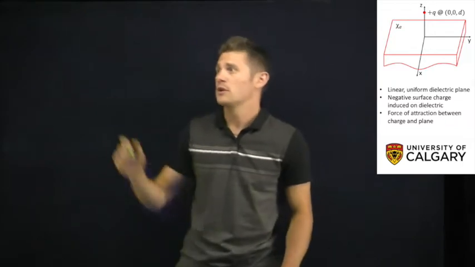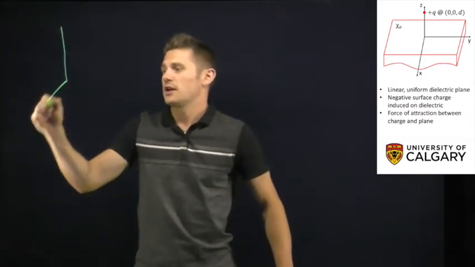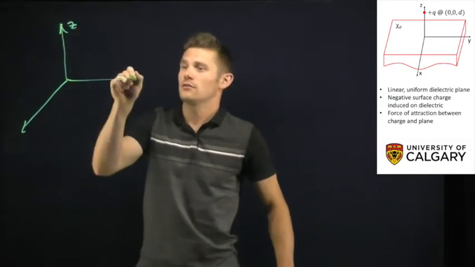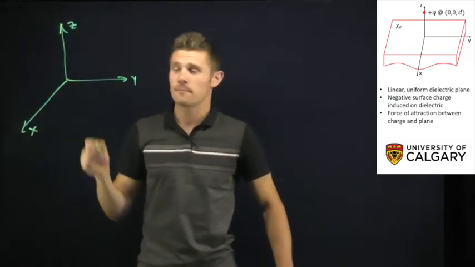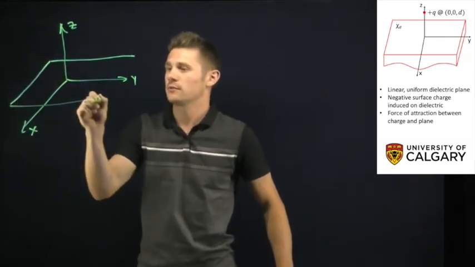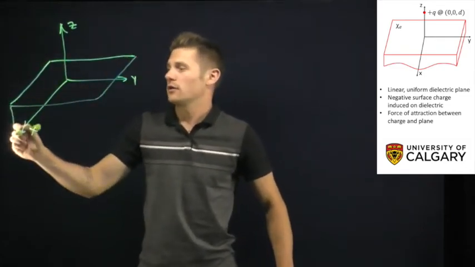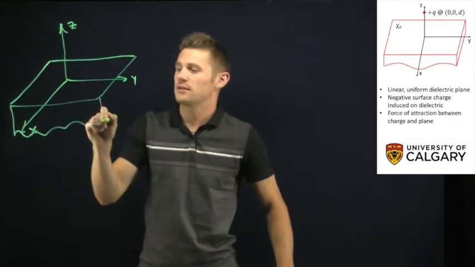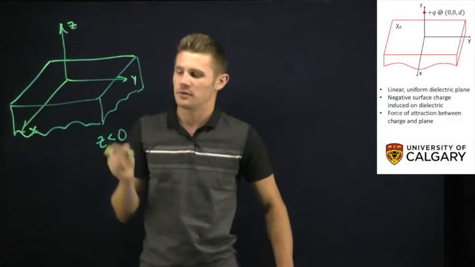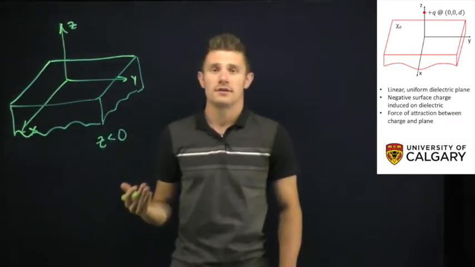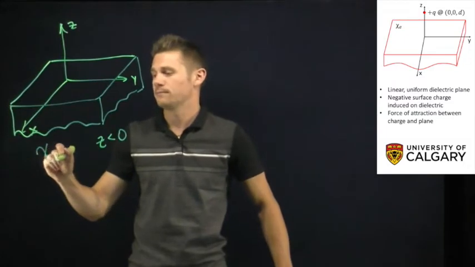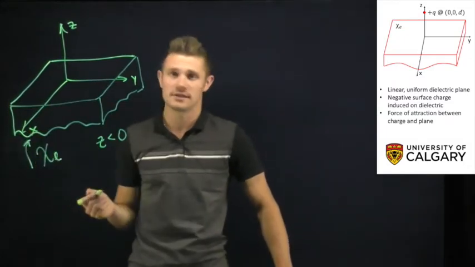Let's set up the problem. We'll start by drawing in our Cartesian coordinate system, where we have z, y, and x directions, and we'll put a dielectric medium in our xy plane everywhere where the distance z is less than 0. So the dielectric is in the region z less than 0, and the dielectric is linear and has susceptibility chi sub e, which is a property of this dielectric.